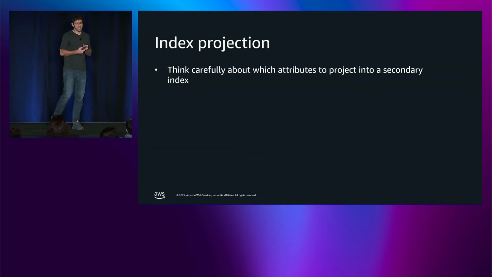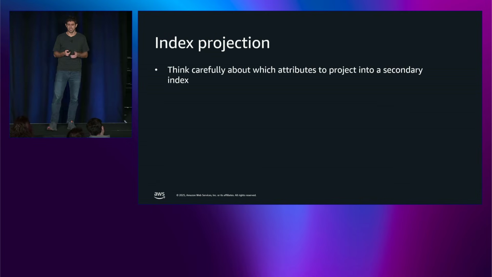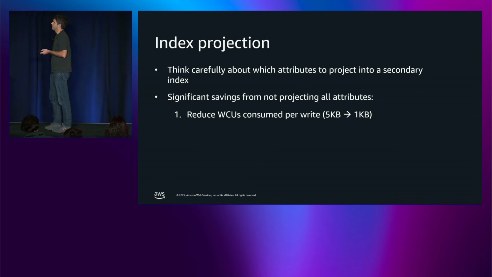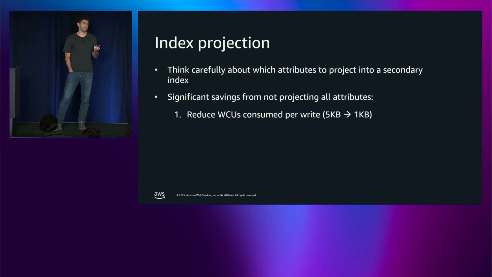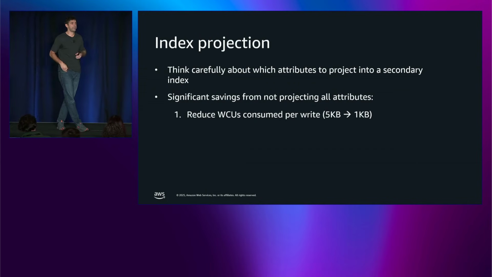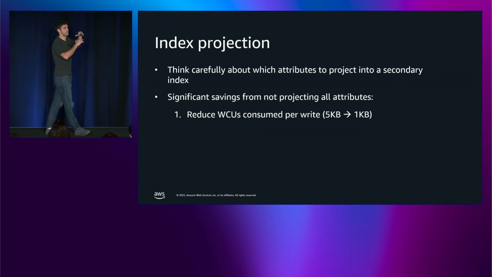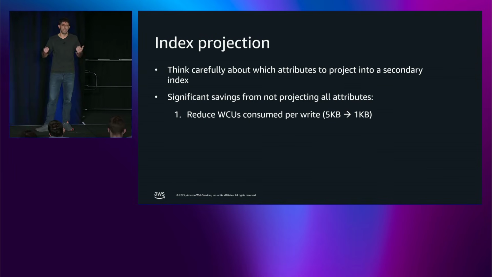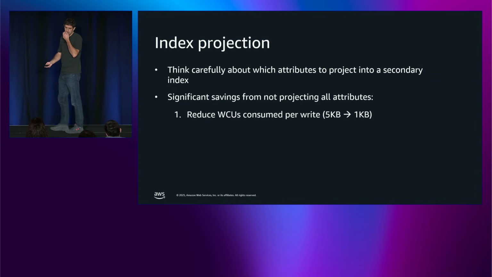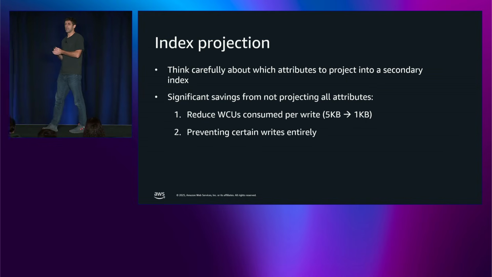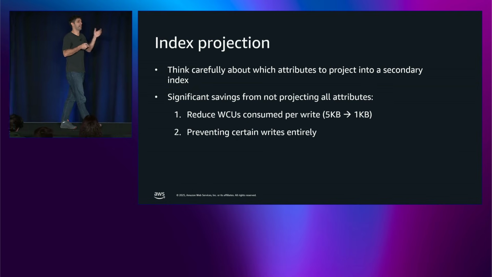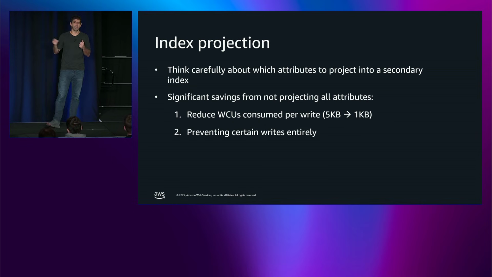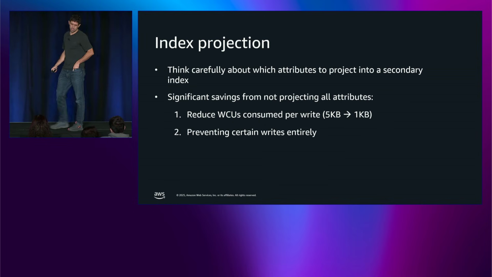All right, so with your index projection, think carefully about which attributes you're projecting into that secondary index, because there's significant savings you can have from not doing that. And it comes in three ways. Number one, it's just going to reduce the WCUs that are consumed for a write, right? If I have this 5 kilobyte user record, but I'm projecting less than a kilobyte of it into my secondary index, I'm reducing my WCUs from 5 to 1. That's 80% savings right there. But even better, it prevents some writes entirely. If a user goes and updates their bio, and I'm not replicating that to my secondary index, it's not going to update that record in my secondary index. I skip that write entirely. Now I save 100% of that write for that secondary index.